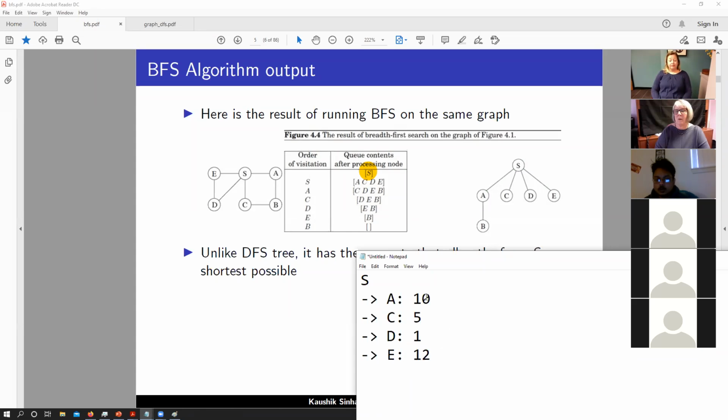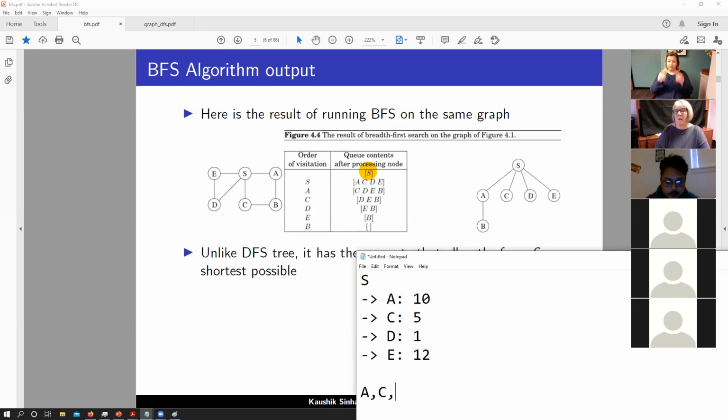So in this scenario, when we assume that all of those edges and vertices were equidistant, at one distance apart, we just picked the next node in order and we just picked A, right? And we started exploring from A. However, now let's say that the edge from S to A has a distance of 10, S to C has a distance of 5, S to D has a distance of 1, and S to E has a distance of 12. So what we would want in this scenario is to insert them into a queue as usual.